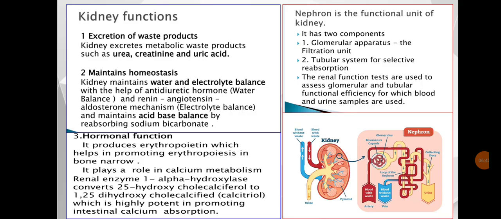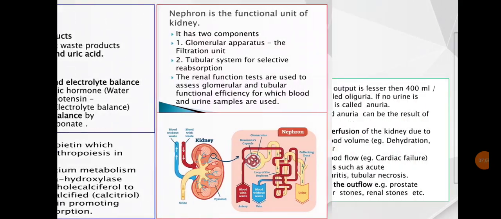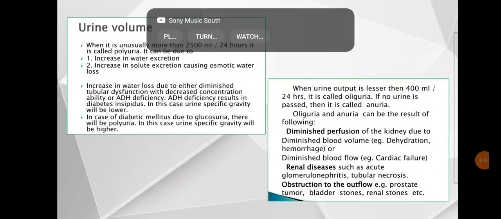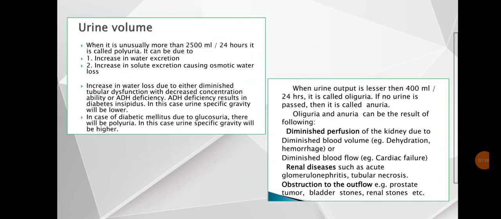Then this renal function test is used to assess our glomerular as well as tubular function. It means the filtration unit as well as the reabsorption unit, for which we use blood or urine samples. Next, in the renal function test, first we need to check the urine volume. How much urine per person per day is excreted.